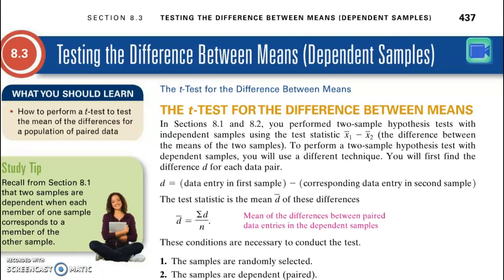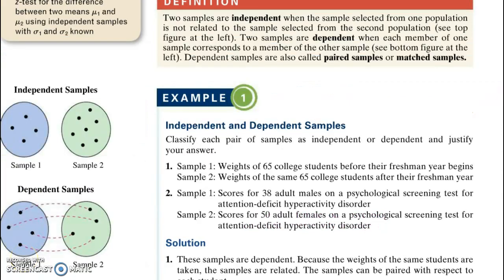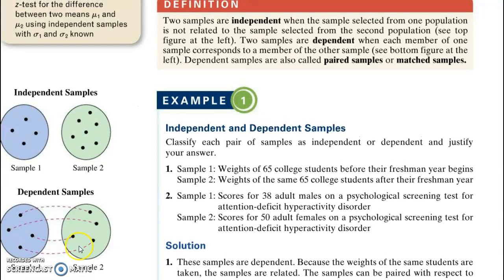In 8.3, we're still looking at the differences between means. The key difference here is that we have dependent samples, which means that for each item in the first sample, it's paired up or matched precisely with a corresponding item in the second sample. This was first mentioned back in 8.1, and there's a little graphic here.